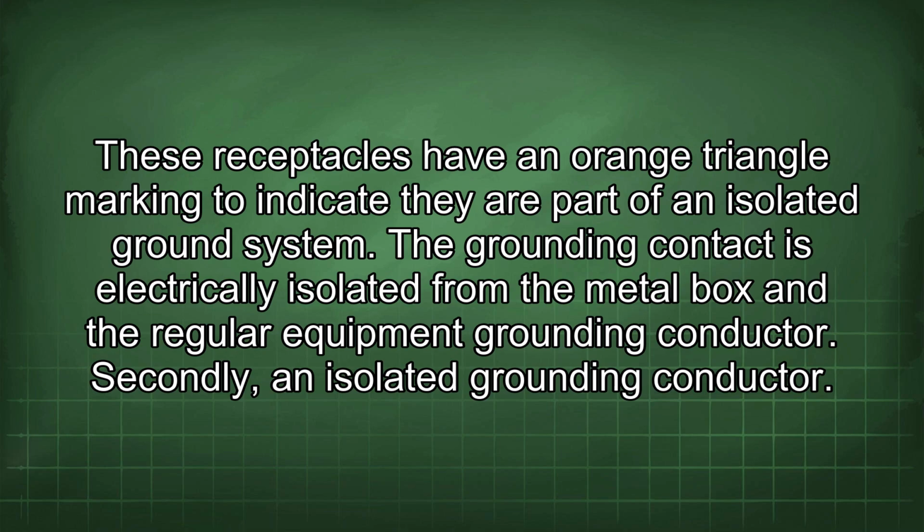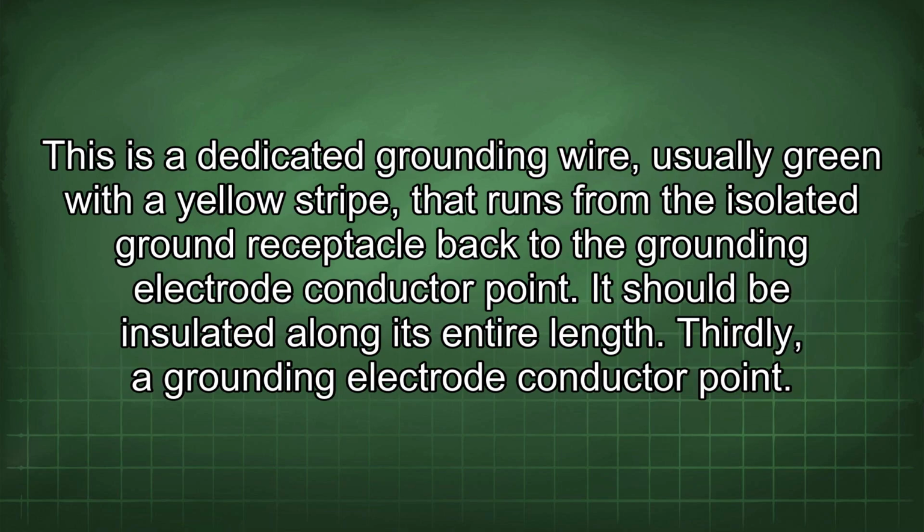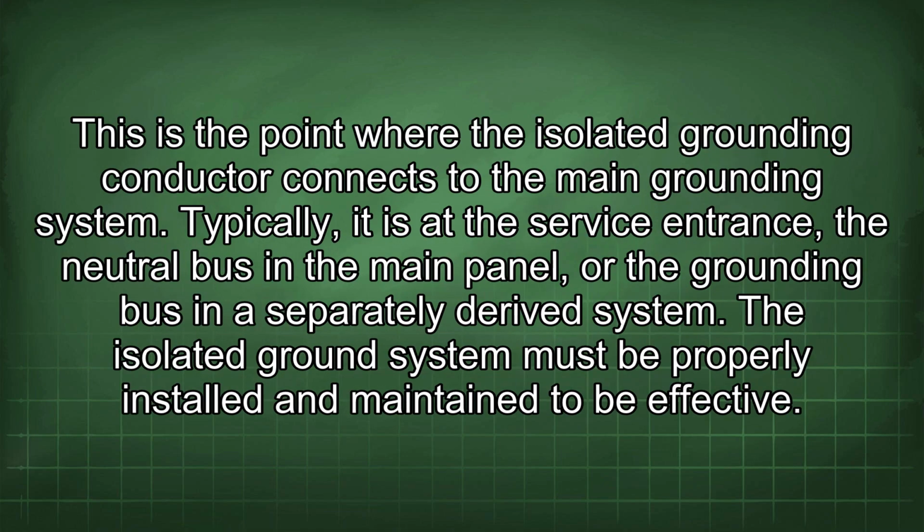Secondly, an isolated grounding conductor. This is a dedicated grounding wire, usually green with a yellow stripe, that runs from the isolated ground receptacle back to the grounding electrode conductor point. It should be insulated along its entire length. Thirdly, a grounding electrode conductor point. This is the point where the isolated grounding conductor connects to the main grounding system. Typically, it is at the service entrance, the neutral bus in the main panel, or the grounding bus in a separately derived system. The isolated ground system must be properly installed and maintained to be effective.